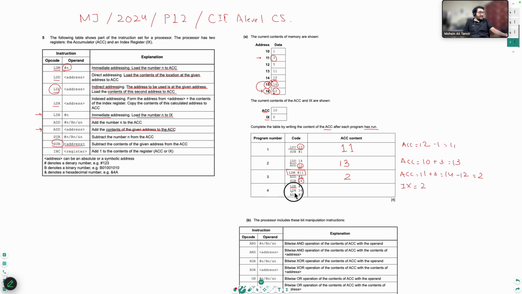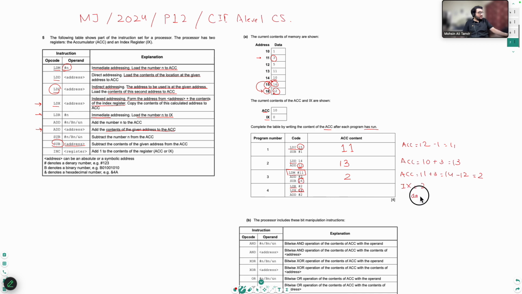Now it says LDX 14, another addressing mode that we have here, index addressing. From the address plus the contents of the index register. Now it says from address plus contents of the index register. So whatever my base address is, which is 14 in this case, so what I'll do is I'll say 14.